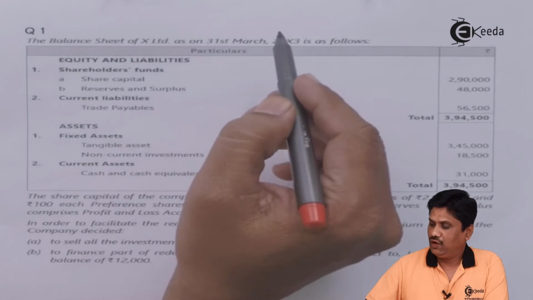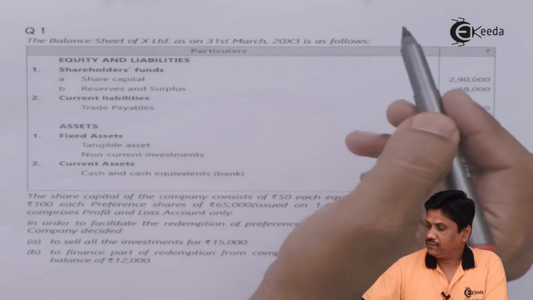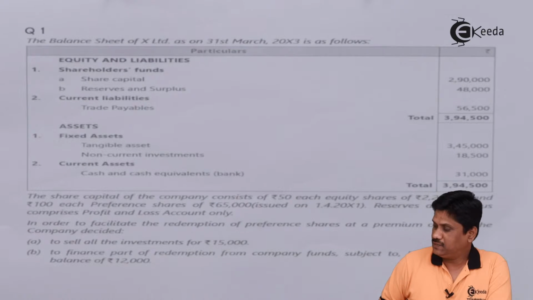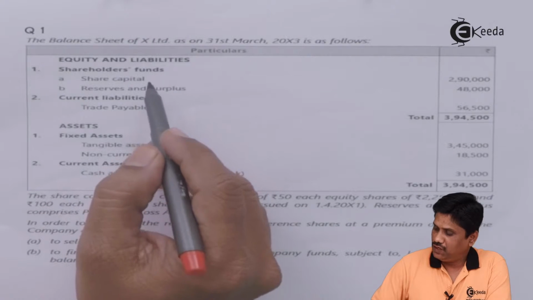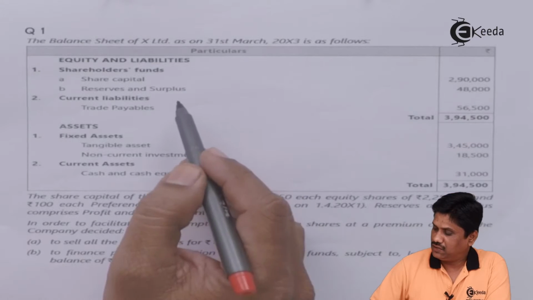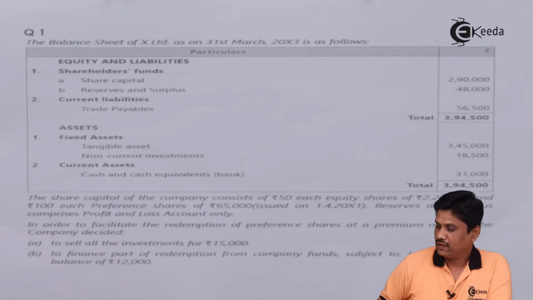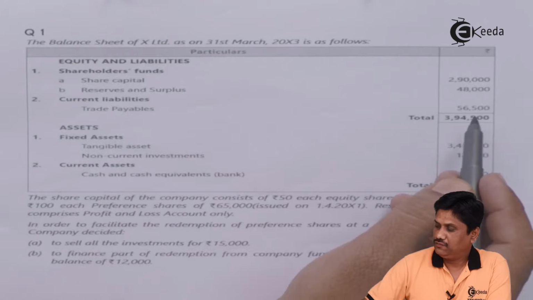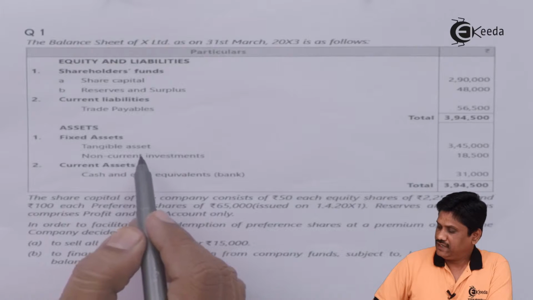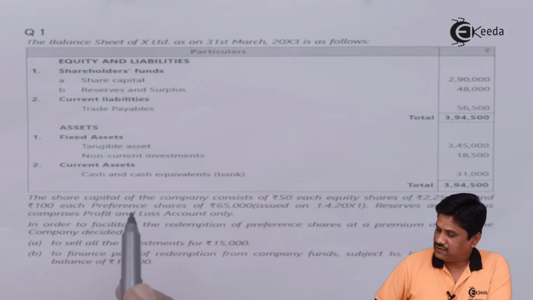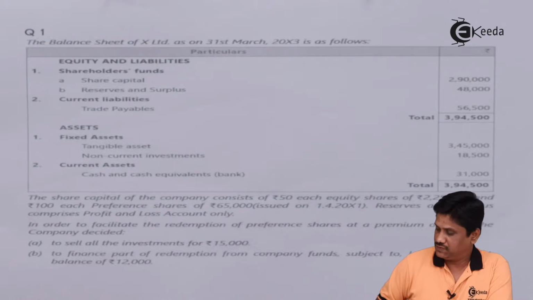Balance sheet of X Limited on 31st March 20X3 is as follows. So balance sheet is provided. Shareholders' fund: share capital 2,90,000, reserve and surplus 48,000. Trade payable 56,500. Tangible assets, non-current investments, cash and cash equivalent, which is a bank balance.